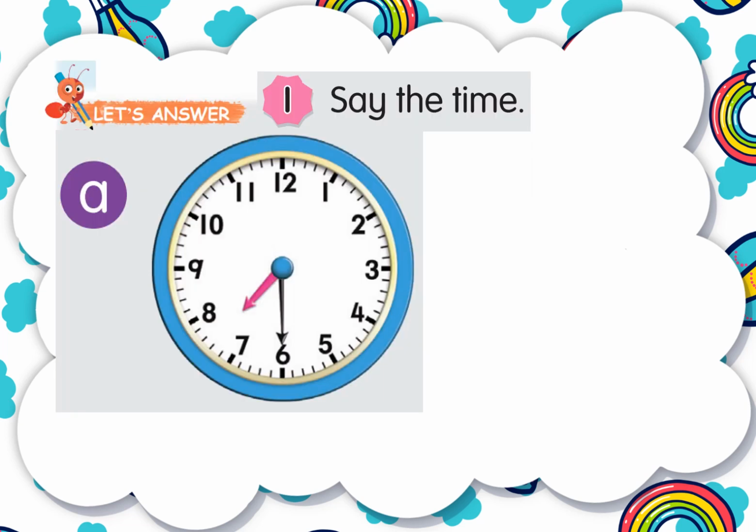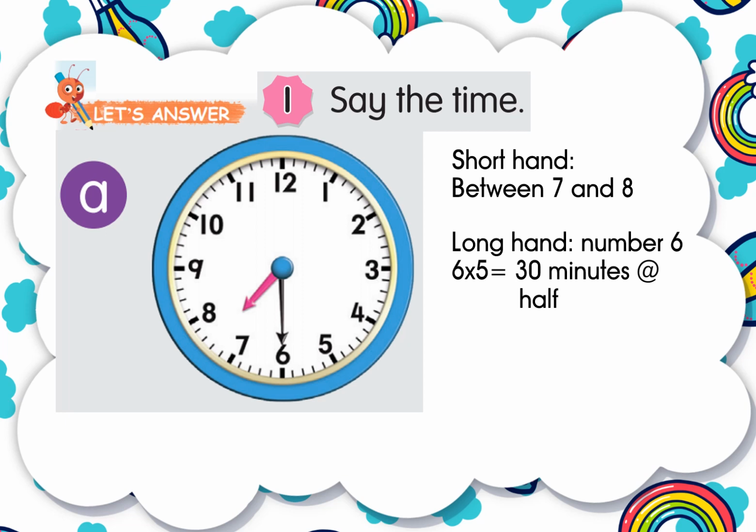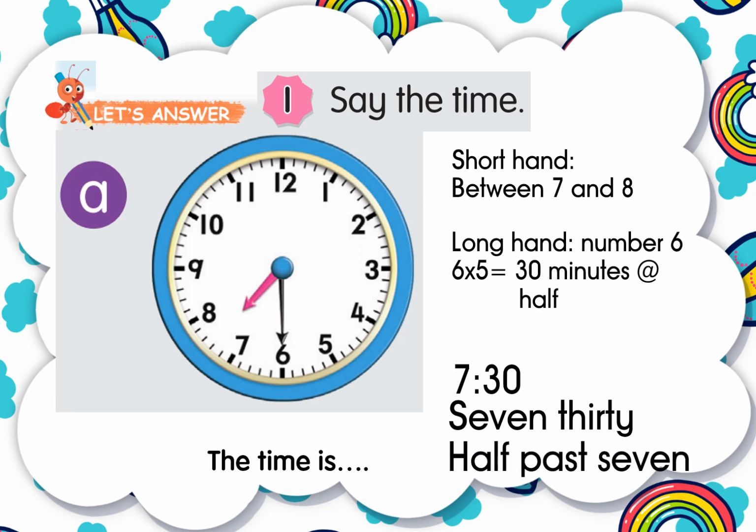Let's try this question. Look at question 1a. Say the time. Short hand between 7 and 8. Long hand at 6. 6 times 5 is 30 minutes, or half. The time is 7:30 or half past 7.